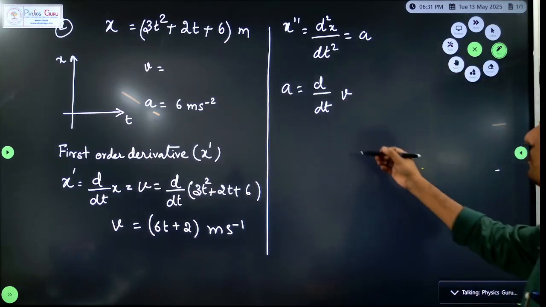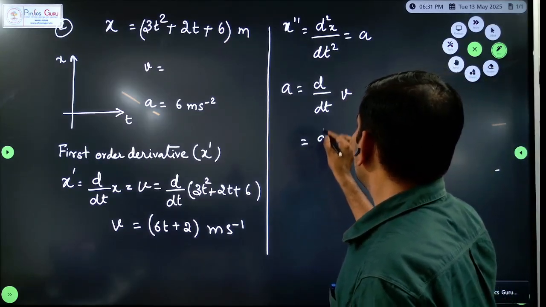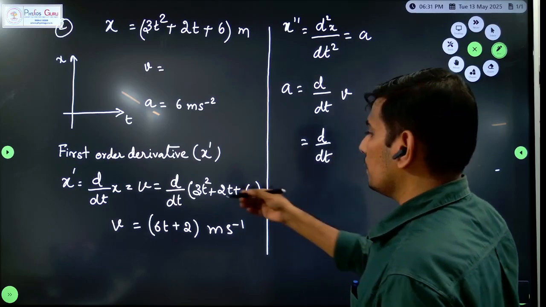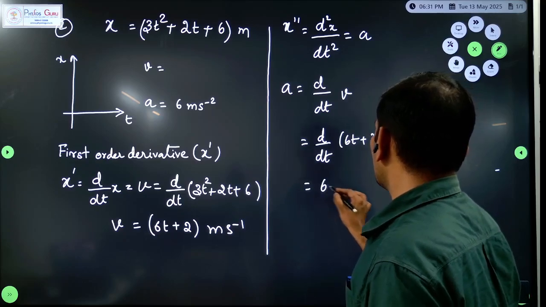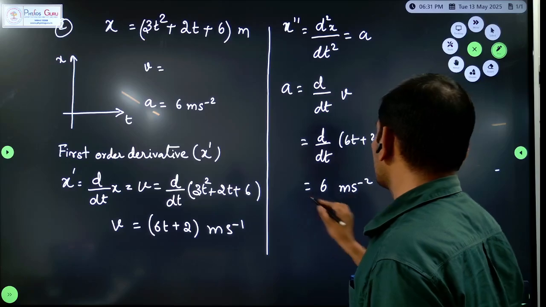Fine. So which is equal to d by dt of 60 plus 2, which is equal to 6 meter per second square.